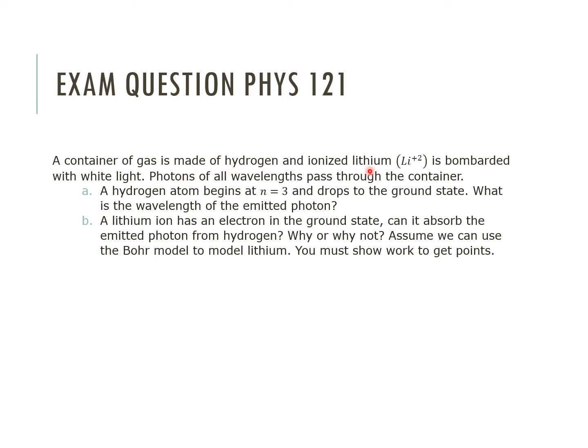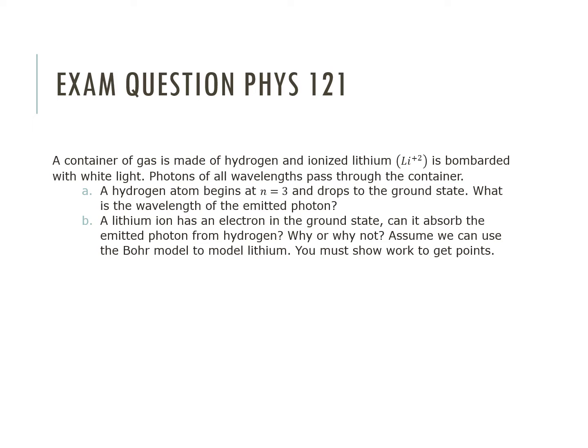So it's for hydrogen and ionized lithium. The lithium is ionized to the point where it is able to be used for Bohr's model. Also, I explicitly told them to use Bohr's model. I told them they had to show work in order to get points, because this is a yes or no question, but the why or why not part meant they needed to show work. So they weren't explicitly given the energies. In this case, they had to go through and calculate them.